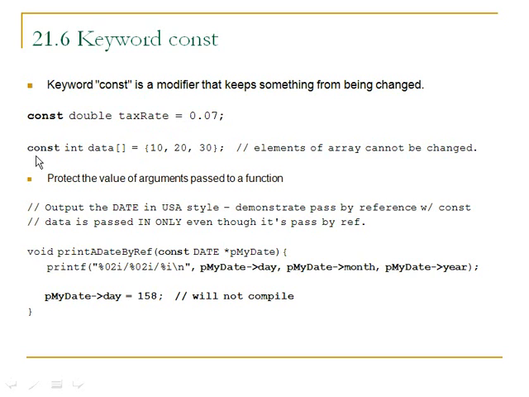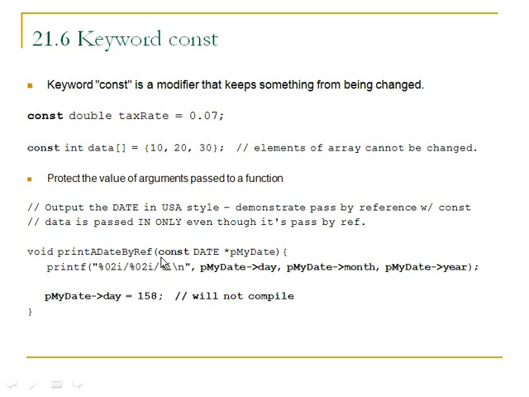You can also use the const keyword to prevent array elements from being changed. So here's an example of using the const keyword to protect the data in this array. Okay, why is that useful? It's a defensive programming mechanism. If you want to prevent yourself or others from changing a piece of data, then you would use the const keyword. It can also be used to modify a parameter.